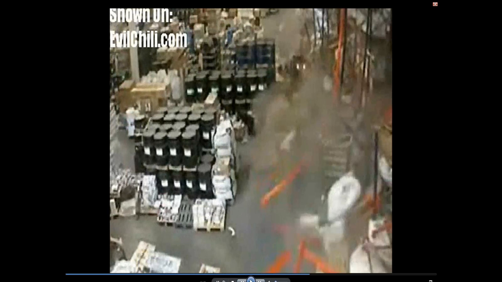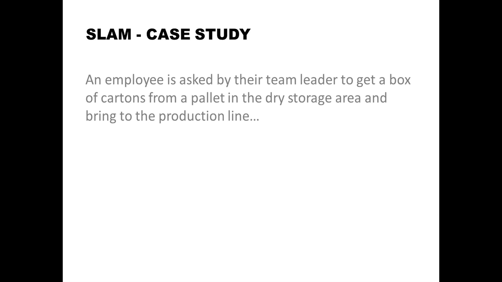So that's what you hope happens after teaching somebody SLAM. In this situation, the individual did not use their SLAM process and was not trained in SLAM. And as you can see, the end result is a really, really close call.